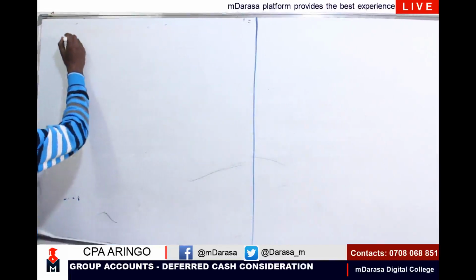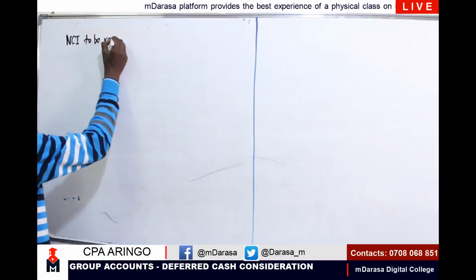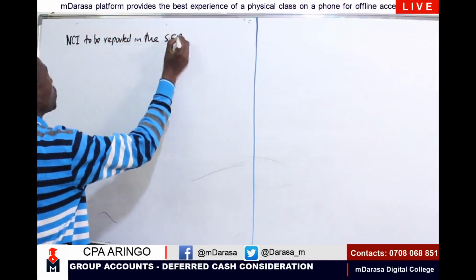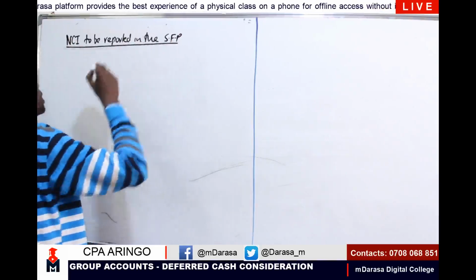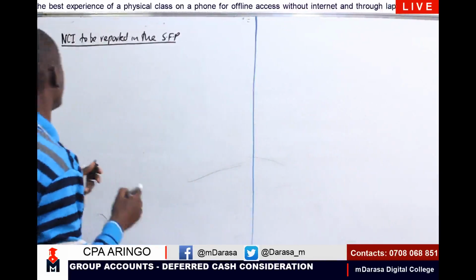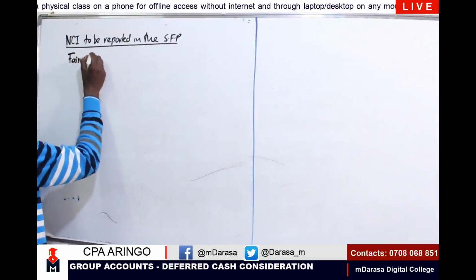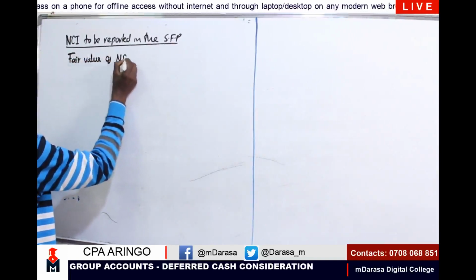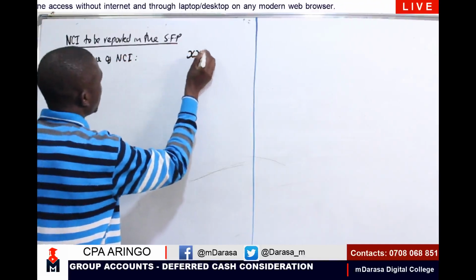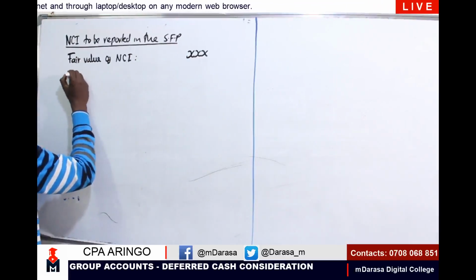So, determining the NCI to be reported in the statement of financial position. This is what I want us to have. I'll always be taking the fair value of NCI. Always take fair value of NCI. Okay? You come and take your talk of post-acquisition.